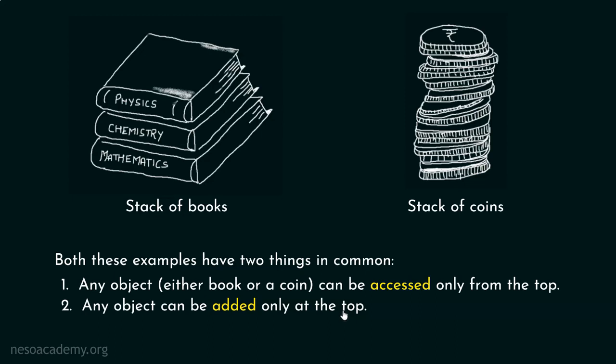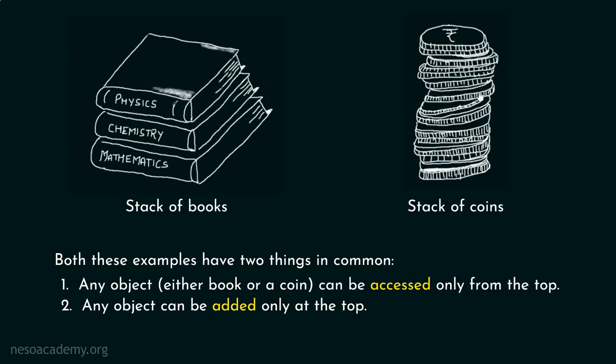Now, you might be wondering, or you might ask this question, is it possible to access the chemistry book before accessing the physics book? Obviously, you might argue this. I can access chemistry book before accessing physics book, or I can access mathematics book before accessing these two books. It might also be possible that I can access this particular coin before accessing this coin, right? Or maybe I can add a new coin in between in these two places maybe.